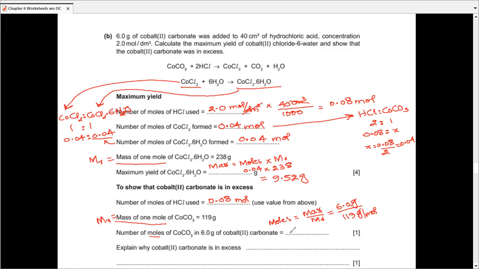The answer would be 0.050. 0.050 mole. Now the question arises, how come CuCl3 is in excess? Now we have number of moles of both the reactants.